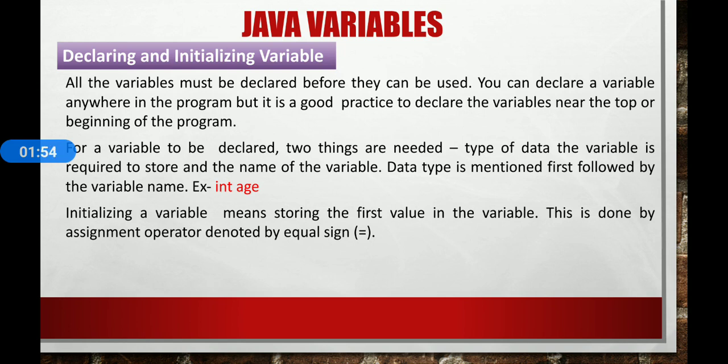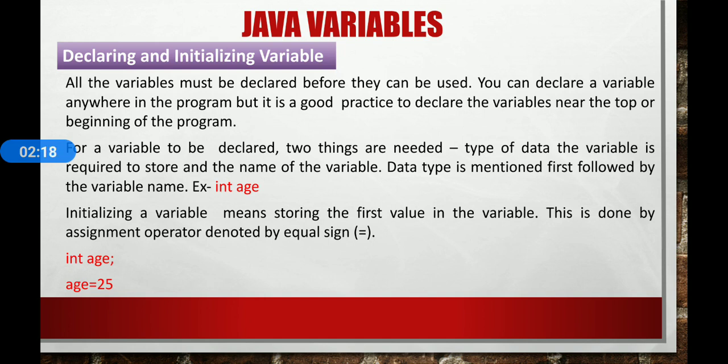Initializing a variable means storing the first value in the variable. This is done by the assignment operator, denoted by the equal sign. The name of the variable is mentioned, followed by the equal sign, and then the value. For example, int age, and age equal to 25. Here 25 is the initial value of the age variable.